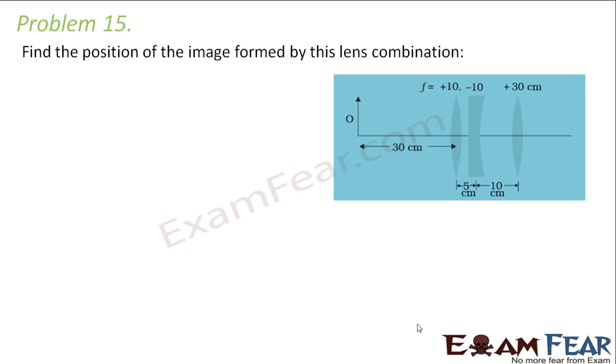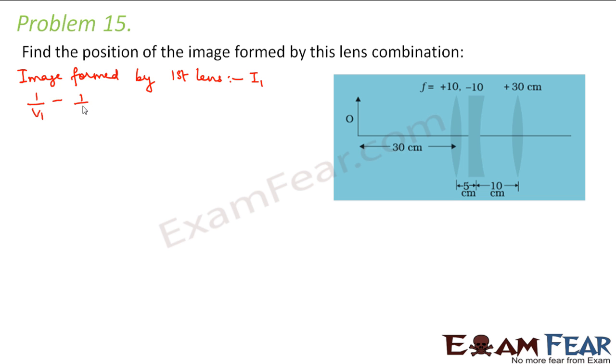The problem says find the position of the image formed by this lens combination. So here we have a convex lens followed by a plano-concave lens, which is again followed by a convex lens. So let us consider each lens one by one. So what would be the image formed by the first lens?